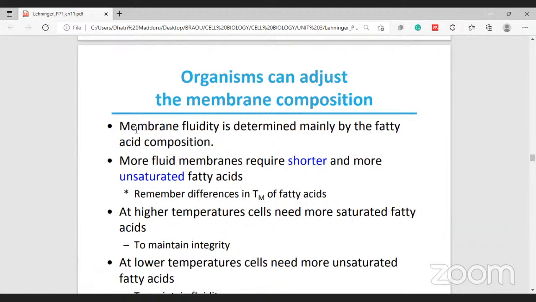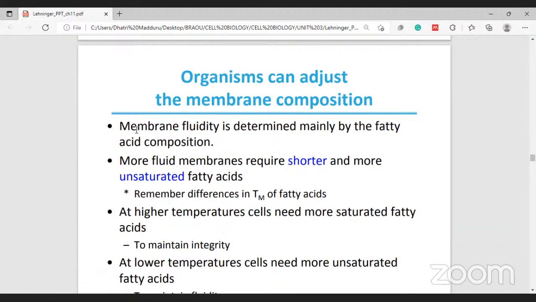And at higher temperature, cells need more saturated fatty acids. Saturated means those having single bonds. When only single bonds are present, they are tightly packed, right? So just assume, if you have different files and you want to arrange them in racks, and all files are straight and not bulky, what happens? You can pack them very tightly, right? Many files can be put in the rack.